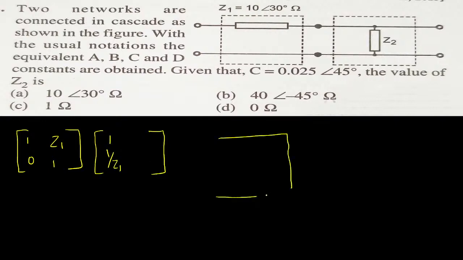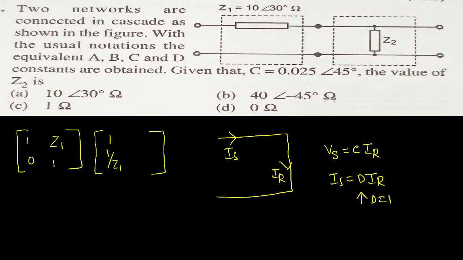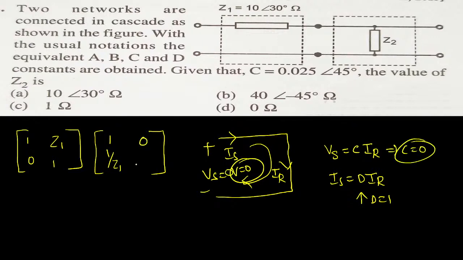Since we have short circuited, what will you obtain? Sending end voltage equals C times the receiving end current. Sending end current equals D times the receiving end current. This is all we know. Now sending end current equals receiving end current, so I can say D equals 1 because both are equal. What about C? This is the sending end voltage. Since the line is short circuited, the voltage will be 0, so the sending end voltage will be 0. So the value of C is 0. Finally, what we have understood is that the C value is 0 and the D value is 1. So what is the total impedance now?